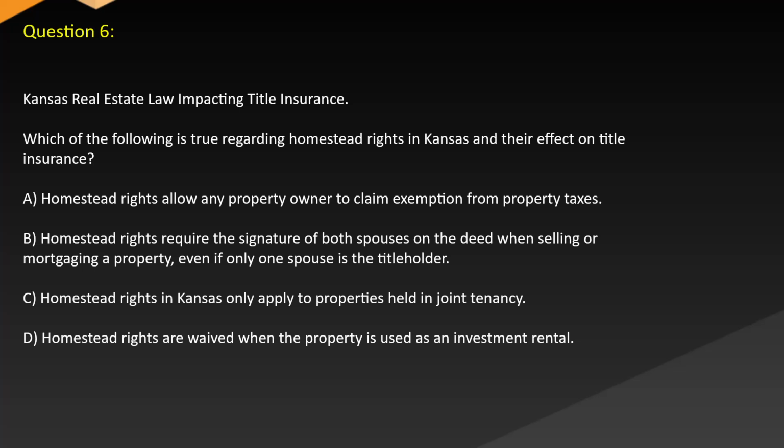Question 6. Kansas real estate law impacting title insurance. Which of the following is true regarding homestead rights in Kansas and their effect on title insurance? A. Homestead rights allow any property owner to claim exemption from property taxes. B. Homestead rights require the signature of both spouses on the deed when selling or mortgaging a property, even if only one spouse is the title holder. C. Homestead rights in Kansas only apply to properties held in joint tenancy. D. Homestead rights are waived when the property is used as an investment rental.